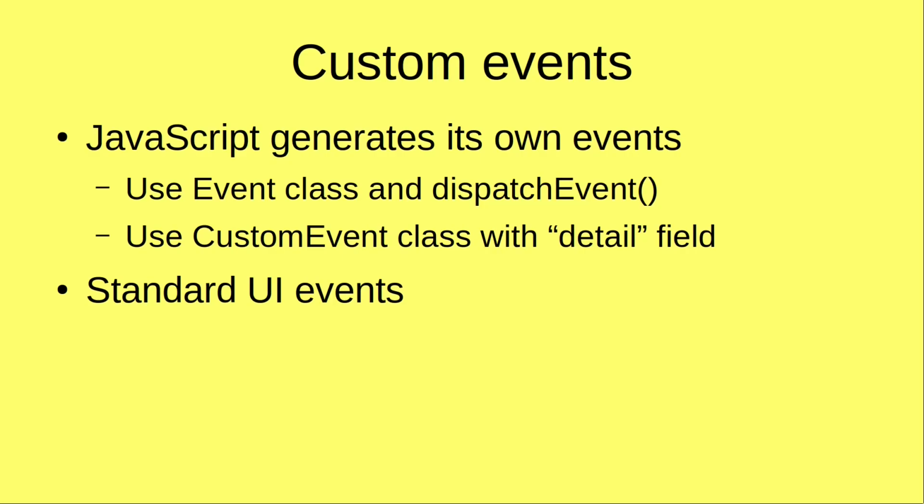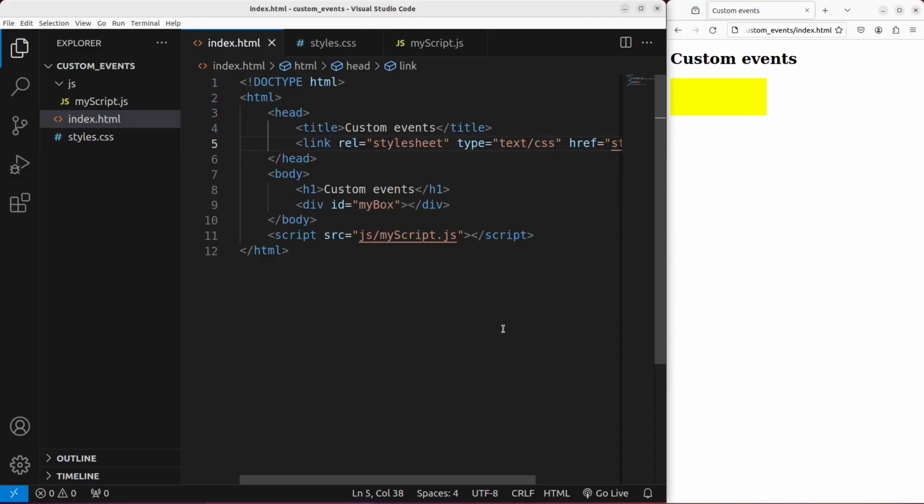In this video, I'm going to discuss custom events. So JavaScript can really generate its own events. We can use the event class and use the dispatchEvent function to do so. Also, we can create our custom event class with the detail field included. I'm also going to tell you some standard UI events that we can use directly without creating our own events for those standard ones. Now, let us see the HTML file first.